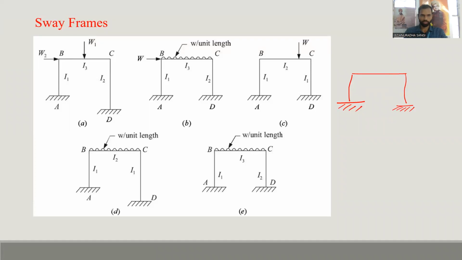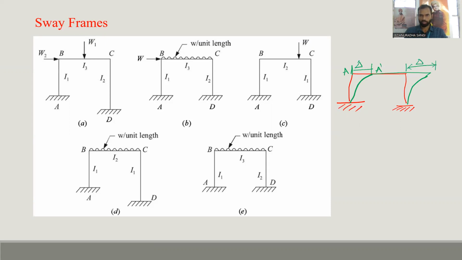So let us say this is the frame. If it is subjected to loading or any other external effect, it will sway like this. After deformation, this is the sway position. Before sway, this is the position of the frame. After sway, this is the position. Let us say this is A and this will be A dash. Sway will be denoted by capital delta. So this is also capital delta.